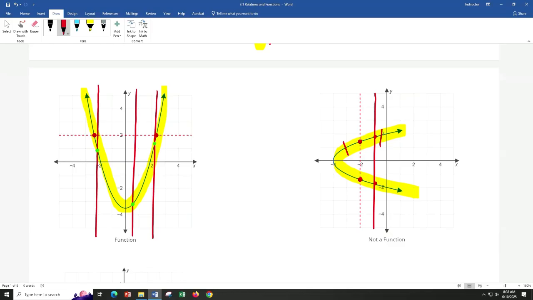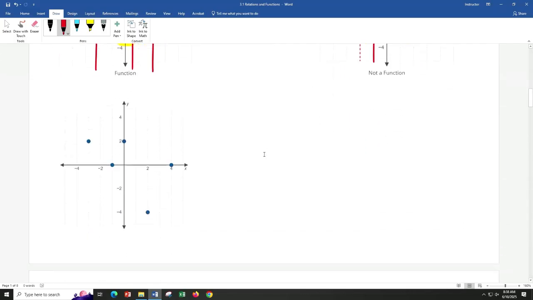Good so far? Let's look at one more. Notice this one. Just points. Would that be a function or not a function? Remember this, a function says this. You cannot have the same x value twice. It has to pass the vertical line test. Okay?